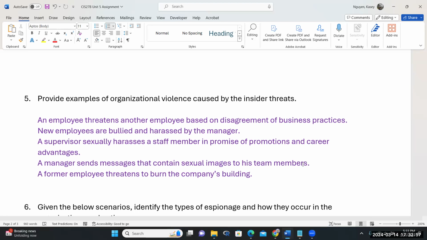And then a manager sends messages containing sexual images to his team members. I actually experienced this one. I had a former supervisor that would send pictures that represent phallic symbols. He would send pictures that looked like sexual organs, and he thought it was funny.